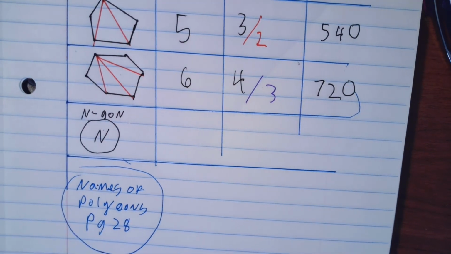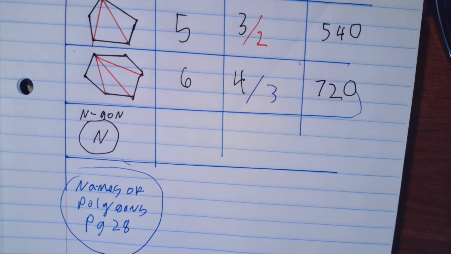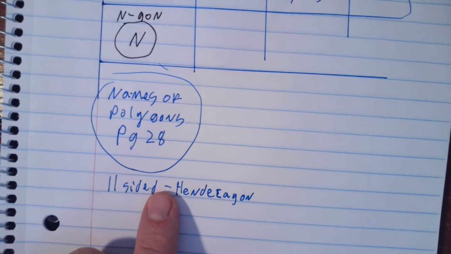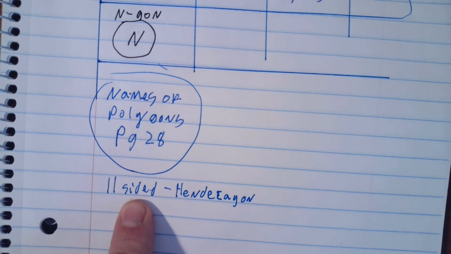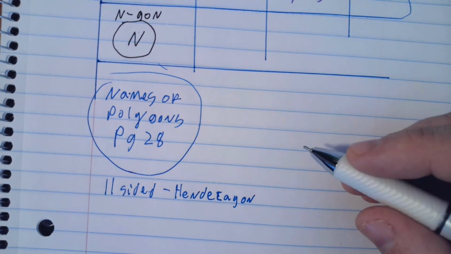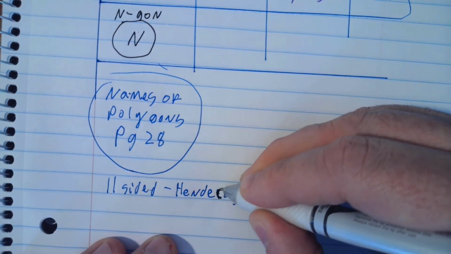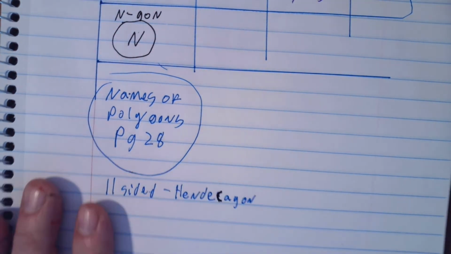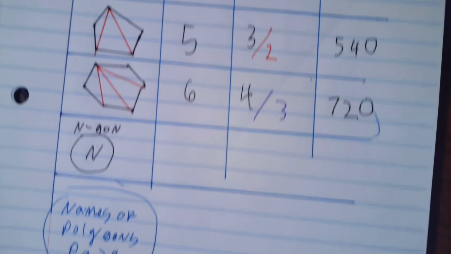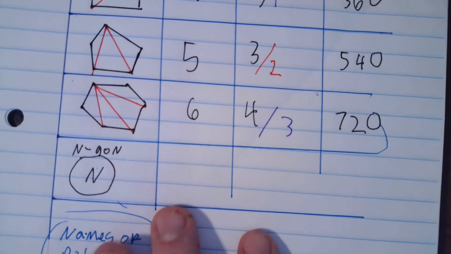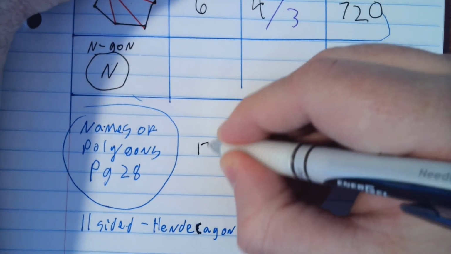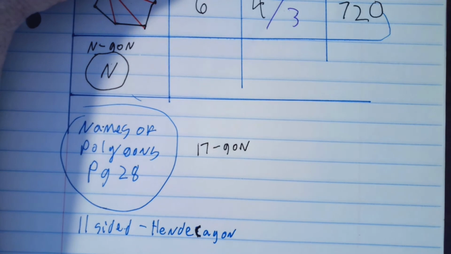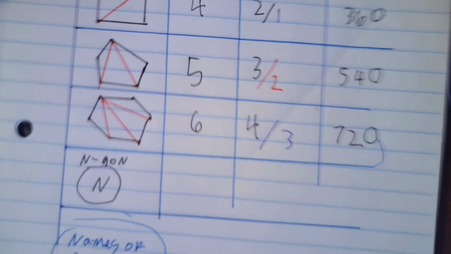Okay, you are going to have to memorize all the way up to 12, names of polygons, page 28. They leave out 11, and it bugs me, so an 11-sided is a hendecagon. Hendecagon. Okay, so make sure you have that down. So going back to this, an n-gon. So if we have big-sided shapes, we're just going to call it an n-gon, like I said, 17-gon. Would have 17 sides.